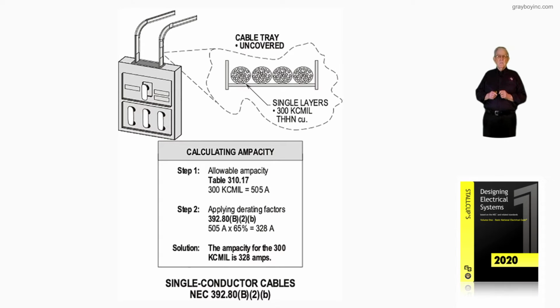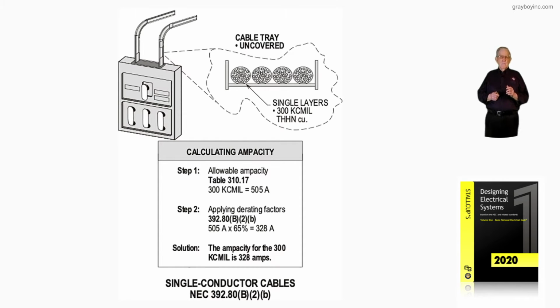Now, this illustration deals with single conductor cables in accordance with NEC 392.80(B)(2)(b). Notice the first thing that we would want to review here is what type of cable tray, and it says the cable tray is uncovered, and the conductors are single conductors, 300 kcmil THHN copper.